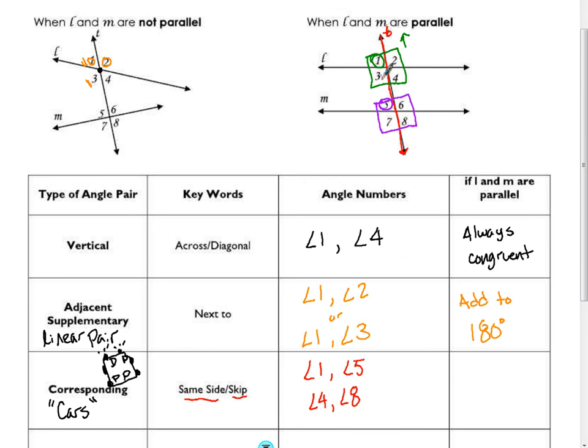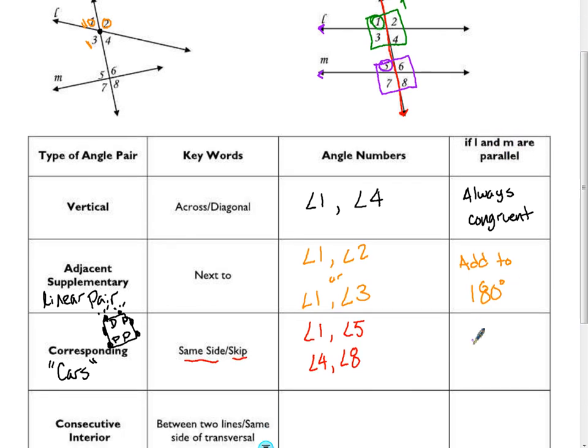Now, if L and M, the two roads that form those cars, if L and M are parallel, then the special relationship occurs that these angles are congruent to each other. If parallel, then congruent. If parallel, then congruent.